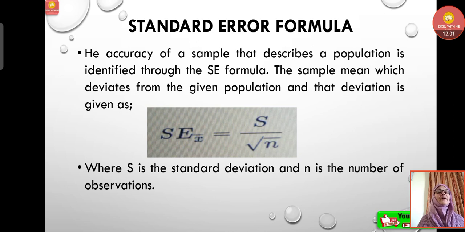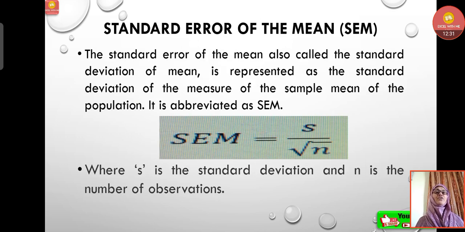Now, what is the standard error formula, which we have seen in the previous class? Accuracy of a sample that describes a population is identified through the standard error formula, the sample mean which deviates from the given population, and that deviation is given as SE mean equal to S, that is standard deviation, divided by square root of n, where S is the standard deviation and n is the number of observations. Now standard error of the mean, in the previous class we have understood. You can pause it and revise this again. SEM equal to S divided by square root of n.